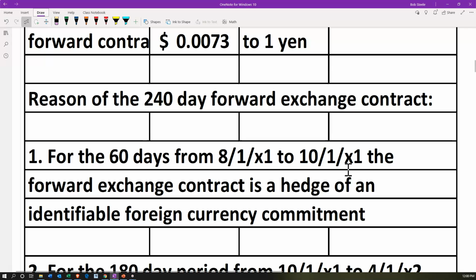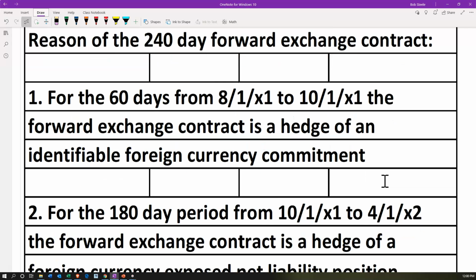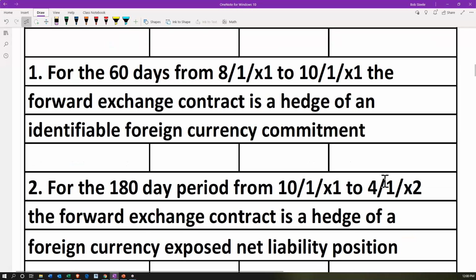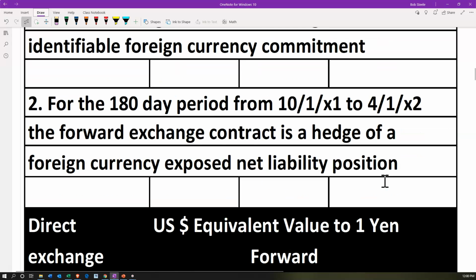The forward exchange contract is a hedge of an identifiable foreign currency commitment. We have a commitment because we have basically a contract at that point in time. So the forward exchange contract is in essence covering that. And two, for the 180-day period from 10/1/X1 to 4/1/X2, the point in time that we actually got the goods delivered, therefore recorded the goods on our books and on account, and then have a payable on the books, which we're going to pay in foreign currency. That's what's going to be in this time period.